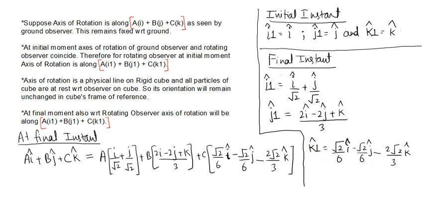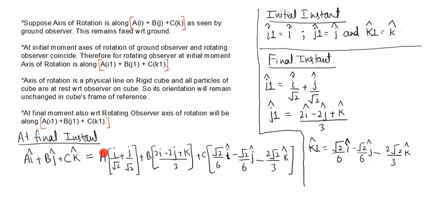Now, the axis of rotation is a physical line on the rigid cube and all particles on the cube are at rest with respect to the observer on the cube. So its orientation will remain unchanged in the cube's frame of reference. So the final orientation of the axis of rotation will also be a i1 cap plus b j1 cap plus c k1 cap. So at the final moment also, with respect to the rotating observer, the axis of rotation will be along this line. So let us find out what this vector is at the final instant. At the final instant, I have substituted the values of i1, j1 and k1 here, so I will get this vector.